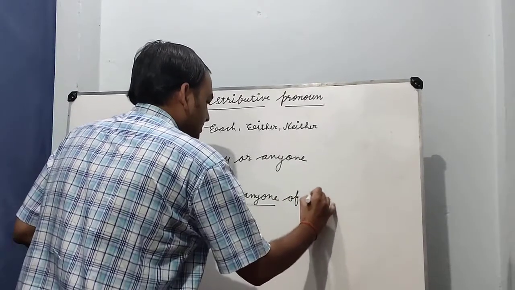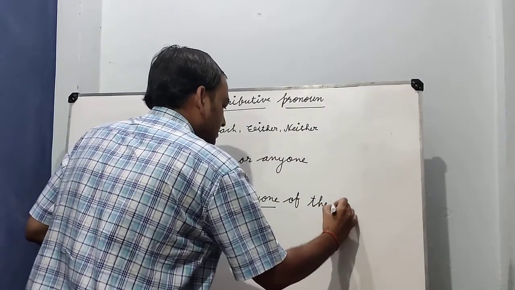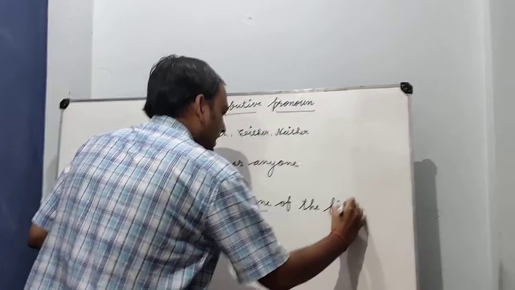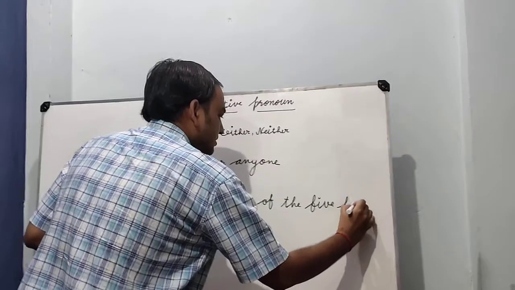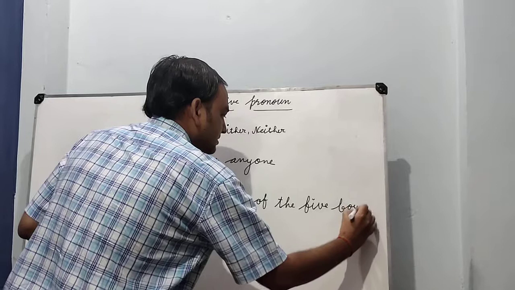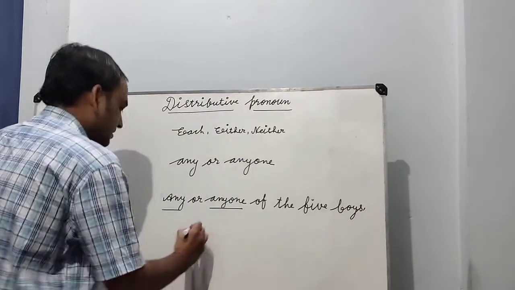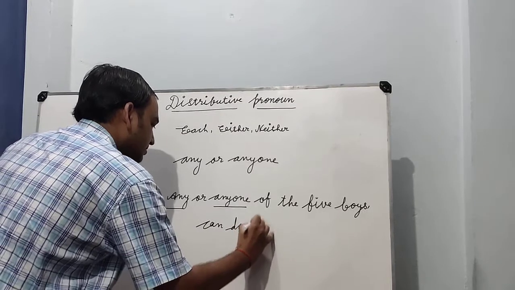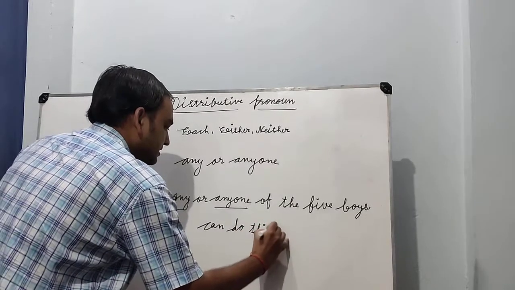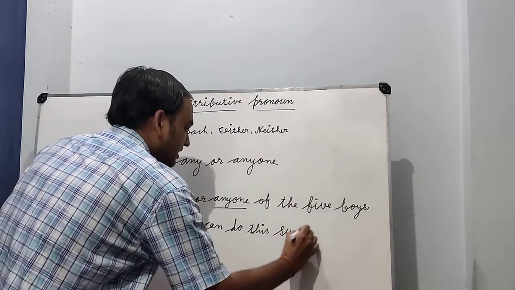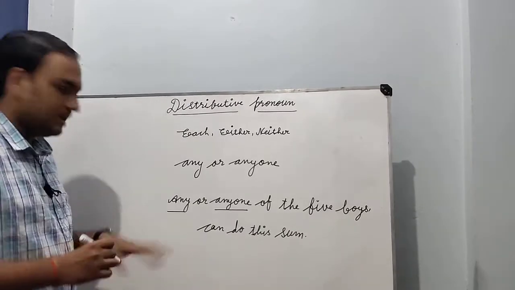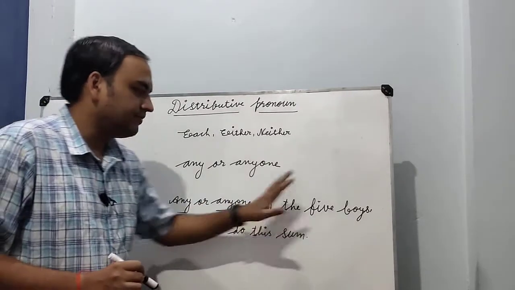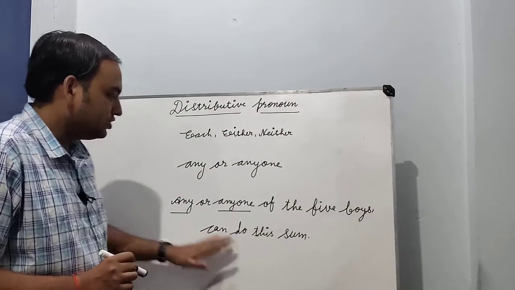Any or anyone of the 5 boys can do this sum. Okay, I have written an example here. Any or any one of the 5 boys can do this sum.